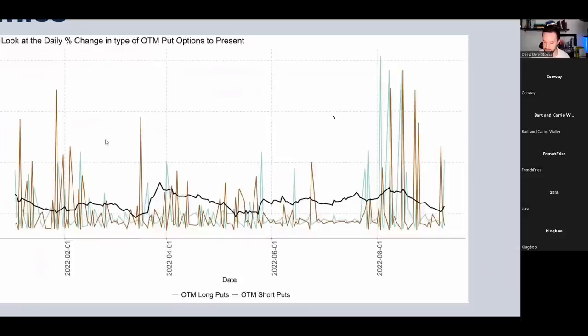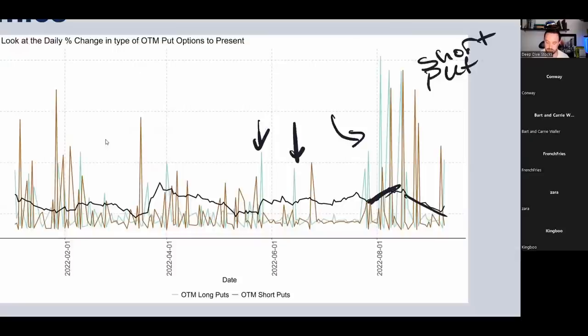We see that retail was selling a lot of puts recently, and it looks like we've now transitioned to purchasing puts. So these are short puts, retail or dealer short puts. That means retail is now purchasing a lot of puts. But what's curious too is, again, this is the same methodology as before, so these spikes are significant movements. If you told me retail was increasing their purchasing of puts, I would kind of just expect a gradual increase.